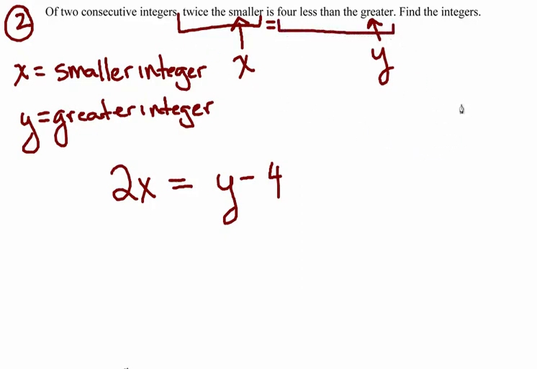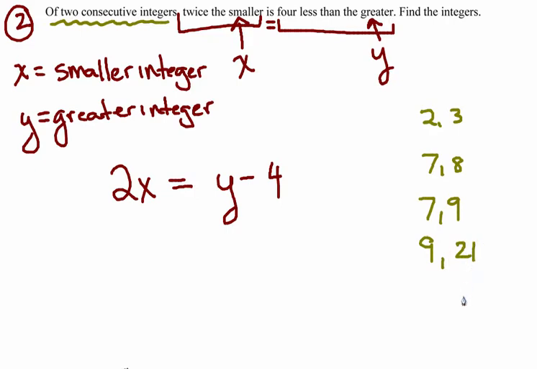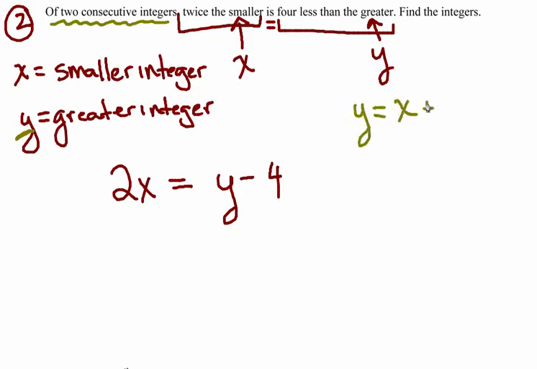Now the other piece of information they give us is that these are consecutive integers. That means that one comes right after the other. For example, 2 and 3 are consecutive integers. 7 and 8 are consecutive integers. 7 and 9, however, are not consecutive integers. 9 and 21 are not consecutive integers, but 20 and 21 are consecutive integers. Essentially, the second one is one bigger than the one before it. So we know that the larger integer, y, is one more than x.